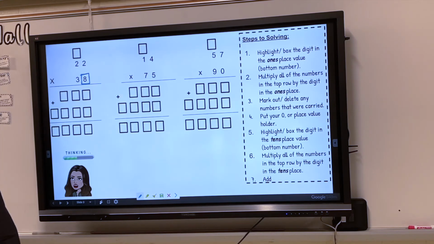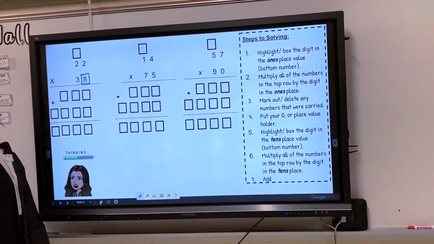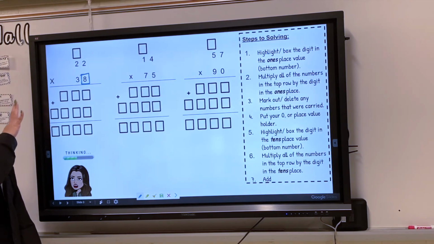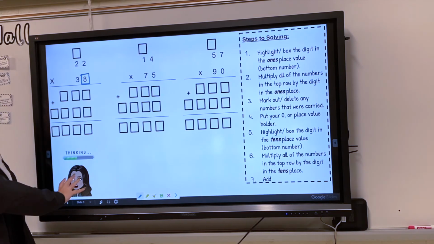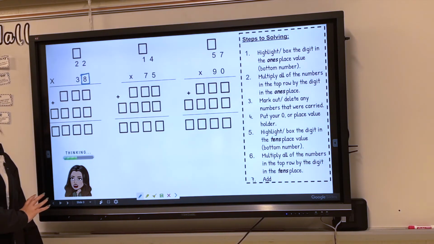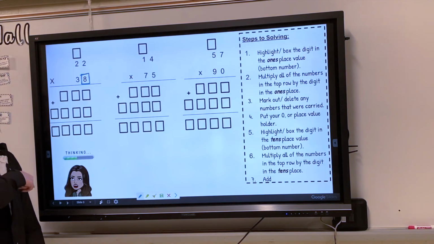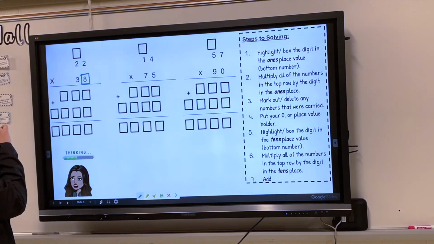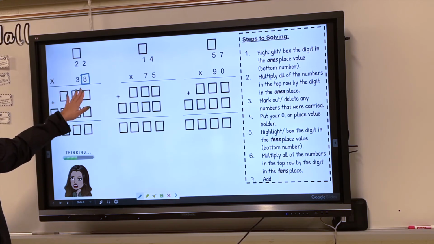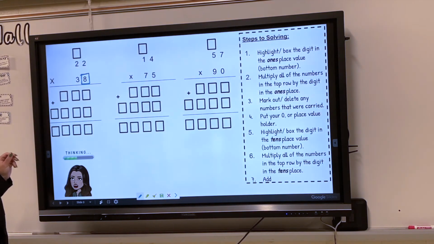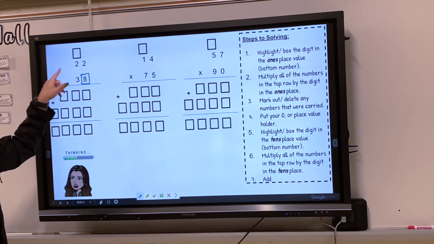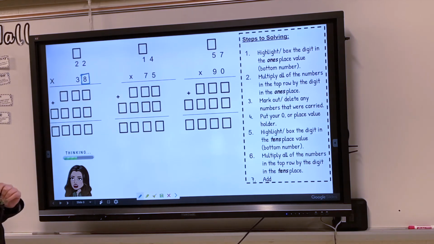If you are on the computer doing this, you can just highlight over it. I have made a video on how to highlight and answer the slide using the computer, so make sure you look at that. I think I put the link with the assignment. Right, back to this. So now I have made that 8 pop out. Now I'm going to multiply 22 by 8, okay?